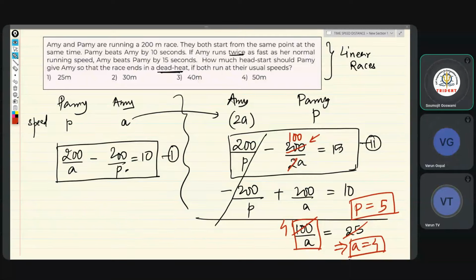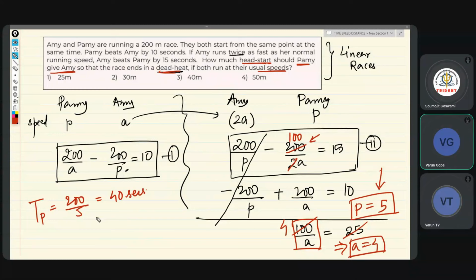So now just understand, how much head start should PAMI give AMI so the race should end in a dead heat if both of them run at their usual speed? Guys, the speed of PAMI is 5 meters per second. He is running the 200 meters race at 5 meters per second. So how much time will PAMI take? Why PAMI and not AMI? Because PAMI is winning it. 200 by 5, so PAMI will take 40 seconds.